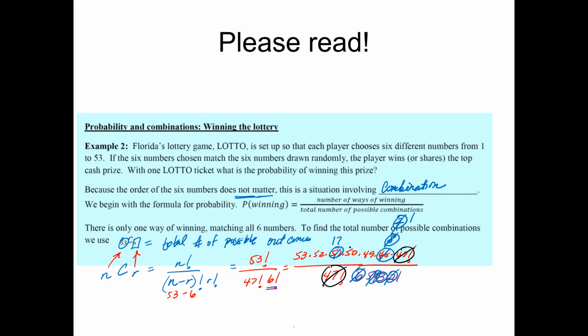And then I have a 5 right here. 50 divided by 5 is going to give me a 10. Now I have just a 1 in the denominator, so your answer is 53 times 52 times 17 times 10 times 49. And once you go ahead and multiply that out, you are going to get this amazing, amazing number of 22,957,480.